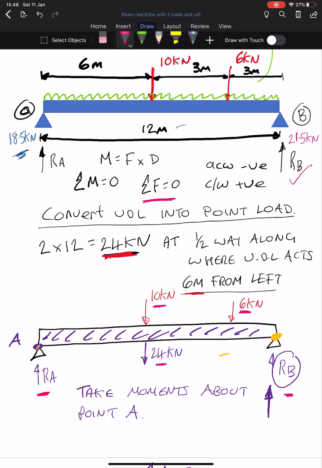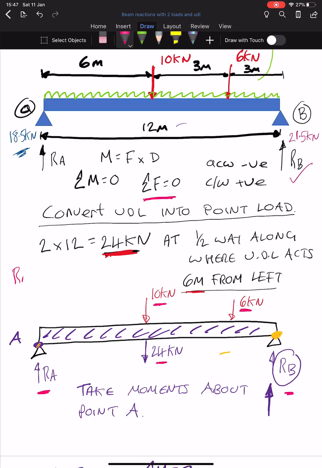RA plus RB, they're the ones coming up. They've got to equal 10 plus 6 plus 24. And for this beam to be in balance, RA plus RB has got to equal 10 plus 6 plus 24. Now 10 plus 6 plus 24 gives you 40. So RA plus RB has got to equal 40.